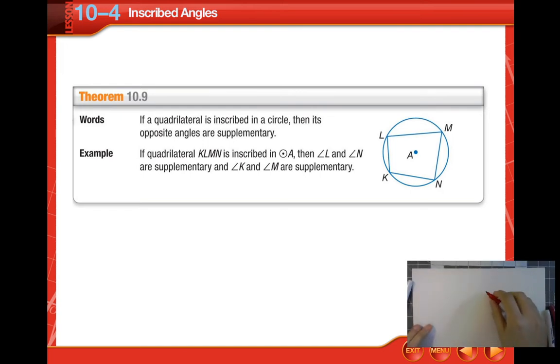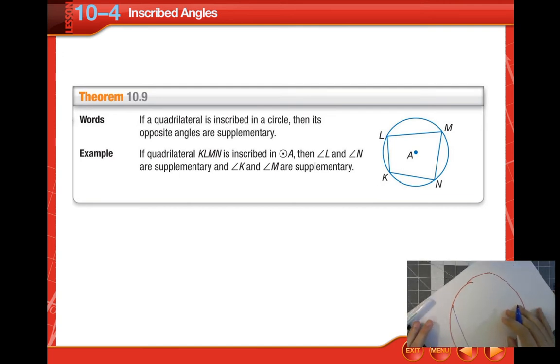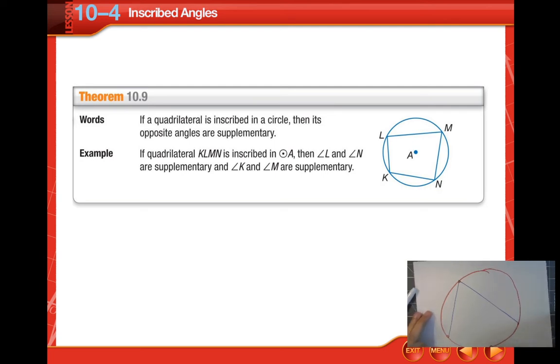We have a circle, and it has any sort of quadrilateral. So on your own, take your circle, draw any 4 points you would like. They can be weird, they can be wonky, they can be anything you can imagine. It does not have to be a square or a rectangle. It can be any sort of four-sided shape.